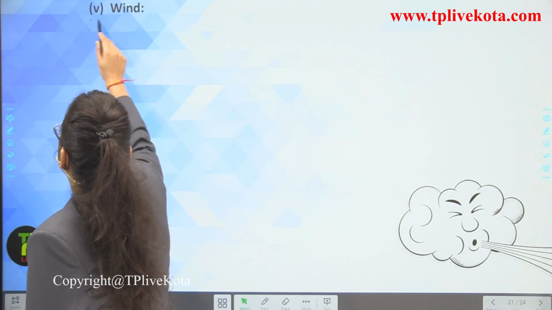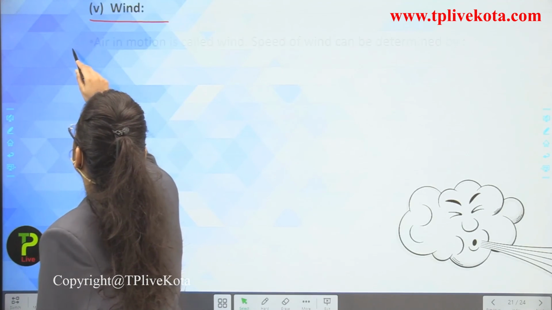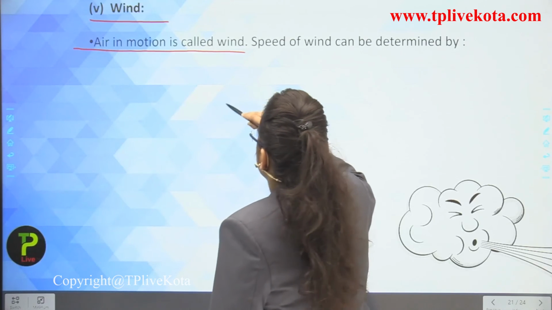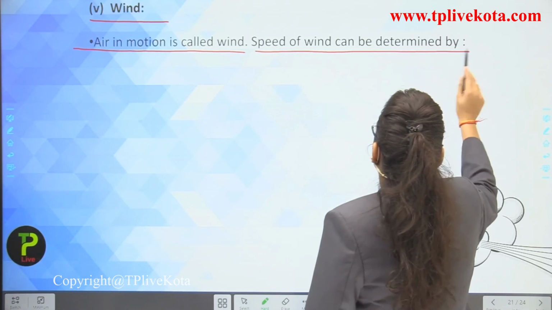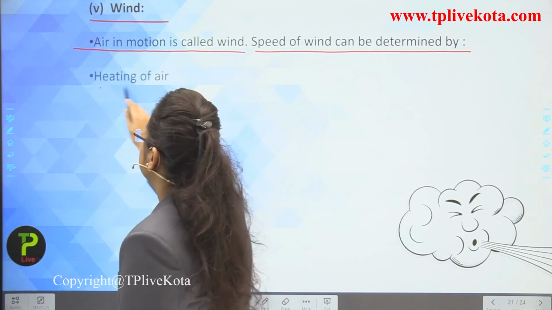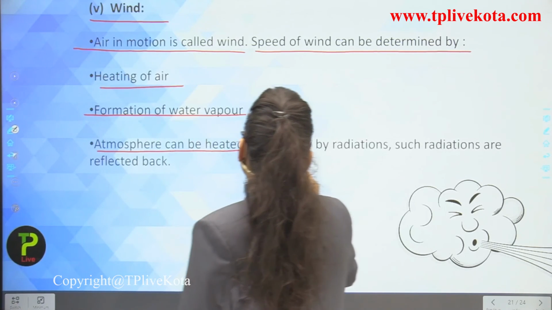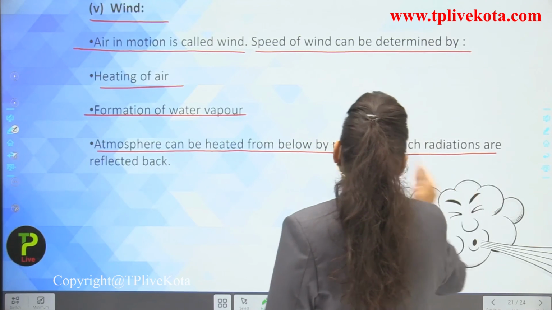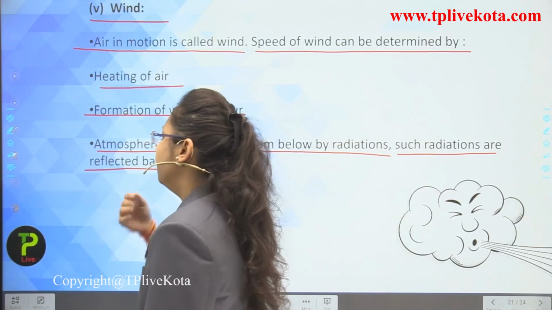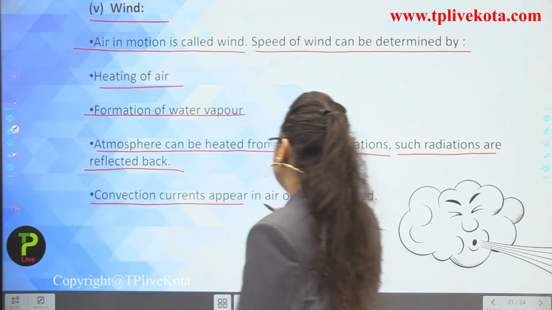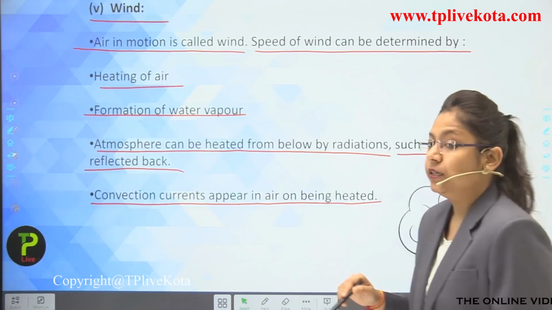Now we are going to talk about wind, students. Air in motion is called wind. The speed of wind can be determined by first, heating of the air, and second, formation of water vapor. The atmosphere can be heated from below by radiation. Such radiations are reflected back. Next, convection currents appear in the air on being heated.